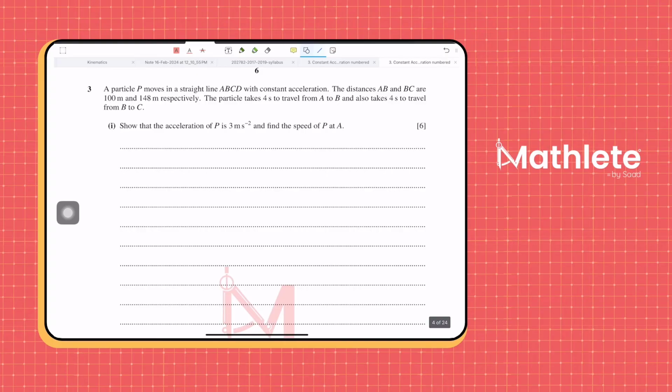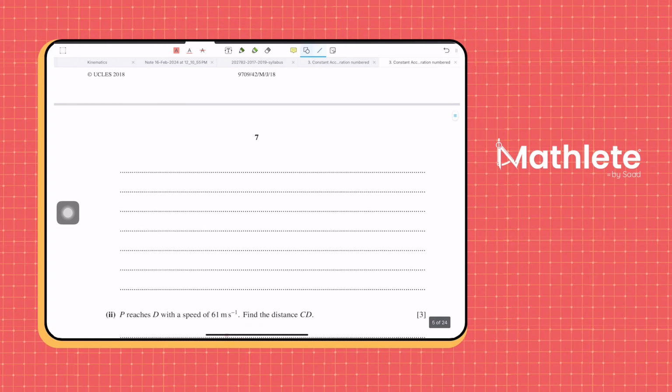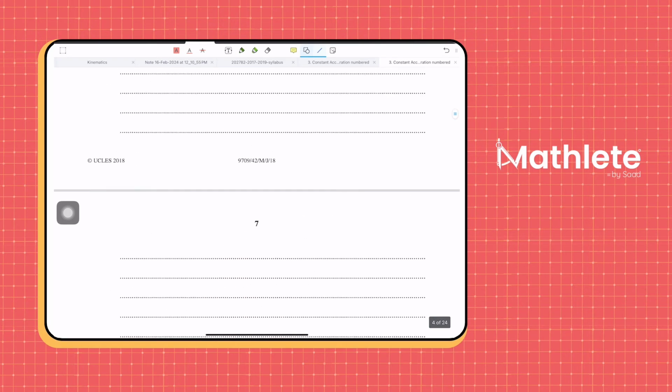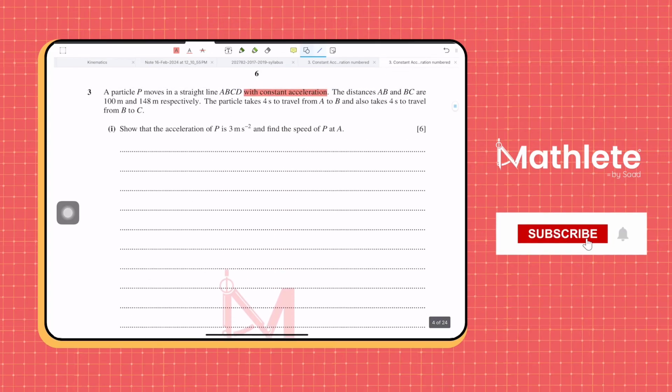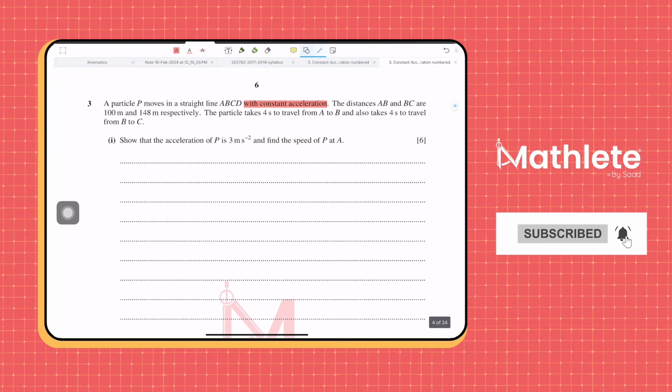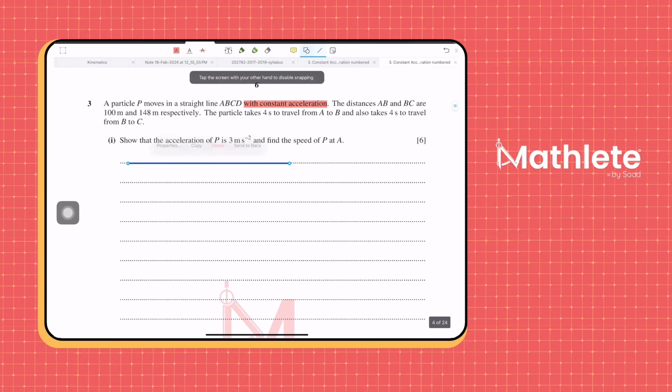Okay, this journey is not the same throughout. Yes, the acceleration is constant throughout, but this is divided into 2 parts. One is from A to B and then from B to C. In fact, later on you will see that it's actually from C to D as well. So it's divided into 3 parts altogether, but in the first part it's divided into 2. So first thing we do is we make a line representing the distance.